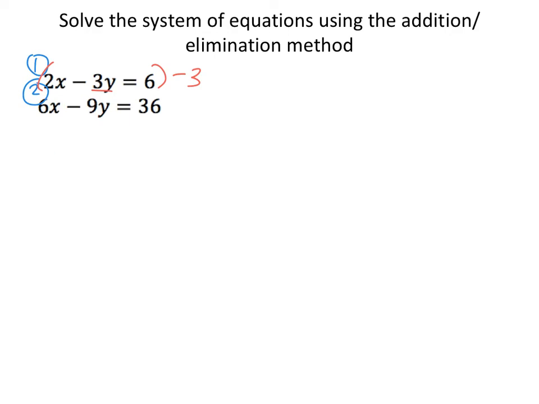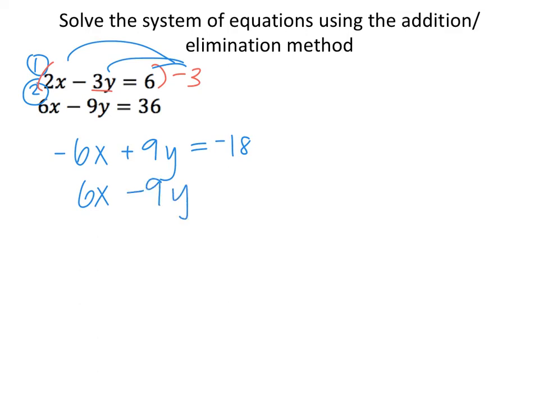Multiplying it out, I have negative 6x plus 9y is equal to negative 18. That happens when I distribute this to everything. The next one is staying the same. Okay, so for this one, negative 6x plus 6x, I'm going to be adding down now. That's 0. 9y minus 9y, that also becomes 0.